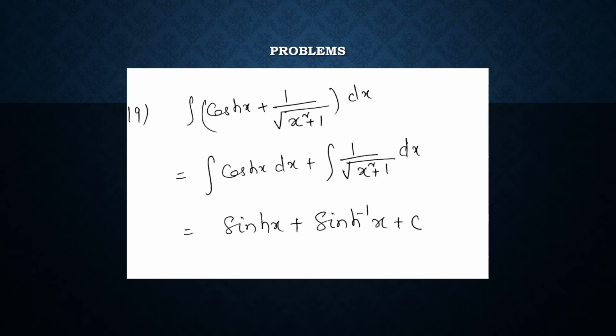Next problem, evaluate integral cosh x, the hyperbolic function, plus 1 by square root of x square plus 1 dx. Now separating these two terms, we can write it as integral cosh x dx plus integral 1 by root of x square plus 1 dx. For these two terms, we have direct standard formulas: integral cosh x dx is sinh x plus integral 1 by root of x square plus 1 dx is sinh inverse x plus c.